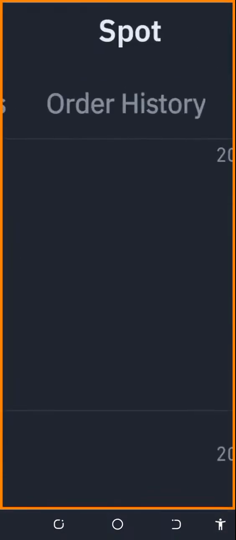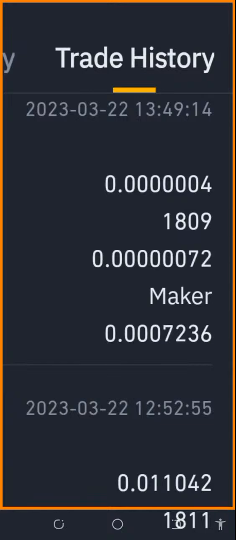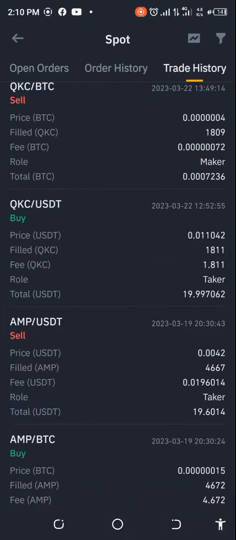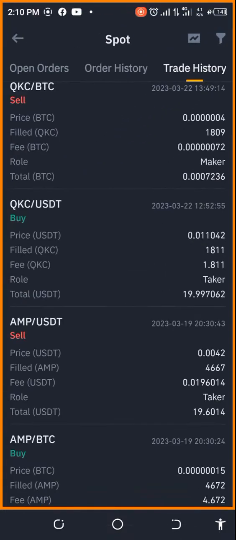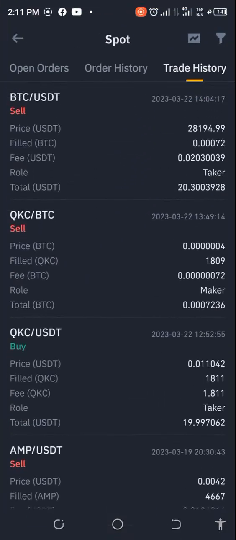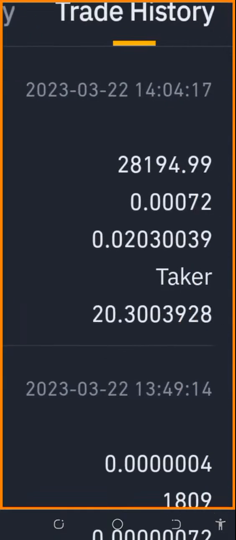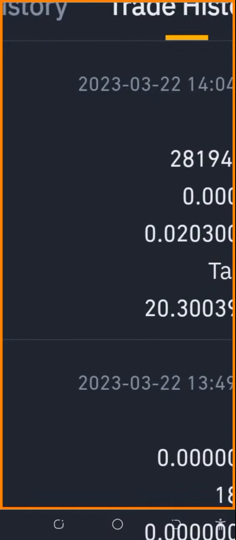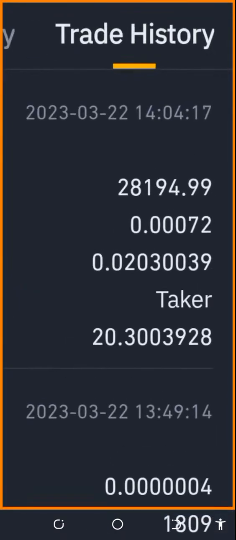Okay, so then after that, we sold that amount. We sold it to BTC and we got 1809. Then we sold our BTC, and we actually got 20.30. Interesting. We got 20.30. But don't forget that they will take out, well, I don't know, they're not going to take out any fees. I'm just wondering why. Okay, yeah, that's the truth.